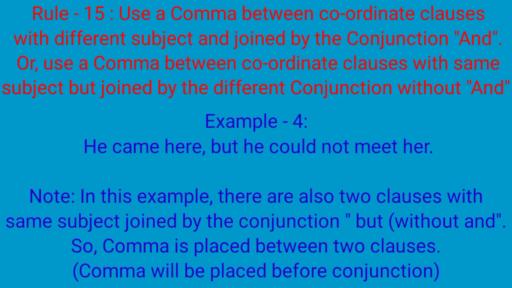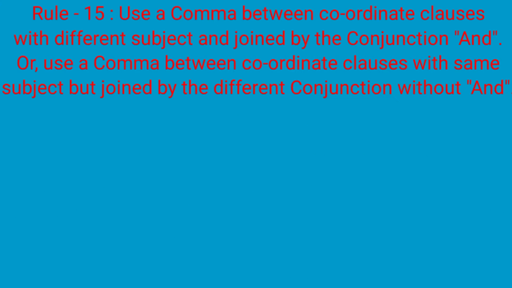He came here but he could not meet her. In this example also, there are two clauses with the same subject but joined with a different conjunction without and. The last two examples are joined without and, with a different conjunction but the same subject.